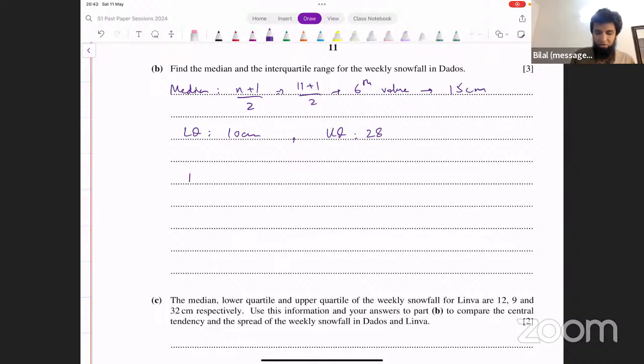And now you can find the interquartile range. What's the interquartile range going to be? 28 minus 10, that is equal to 18. Now, some of you will tell me that you're getting the same result using some formula. Yes, you might get the same result in this question, but not for all questions. That will not always work. Okay. So that's the interquartile range.